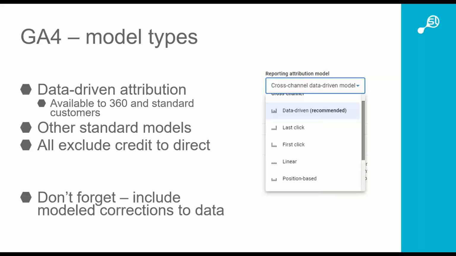The other big change to universal analytics is it excludes credit really from the direct channel, unless direct is the only contributing channel and where people find your website. So on top of all that, don't forget you've got the corrections through this modeling that it does, which I presented earlier.